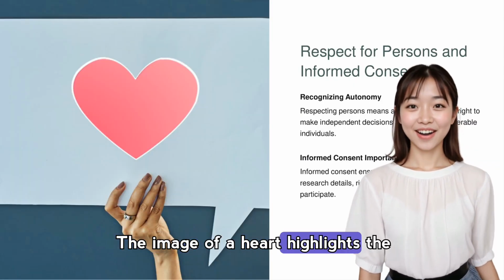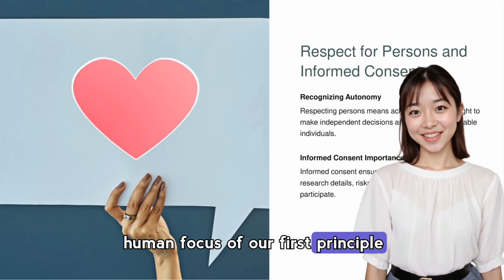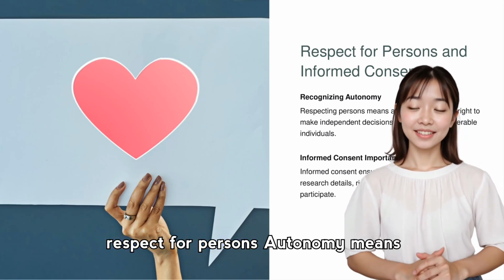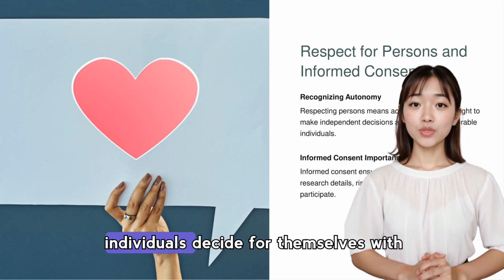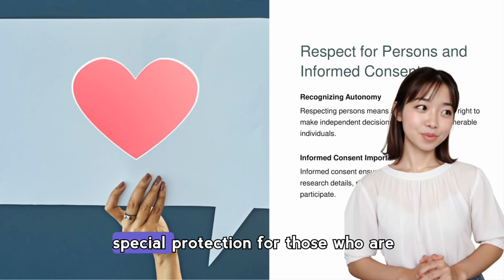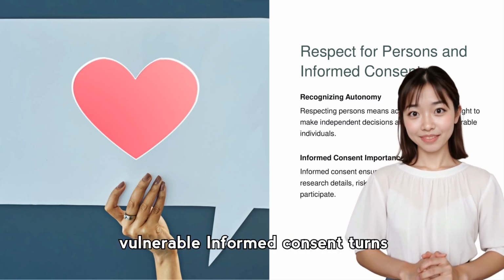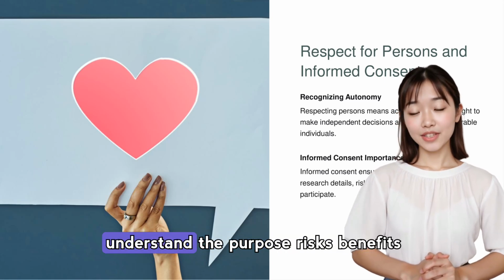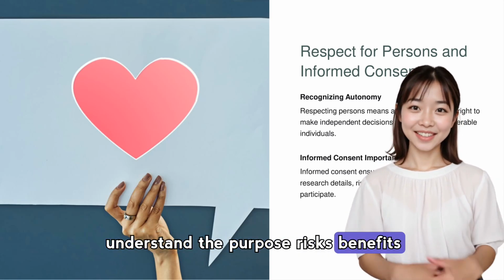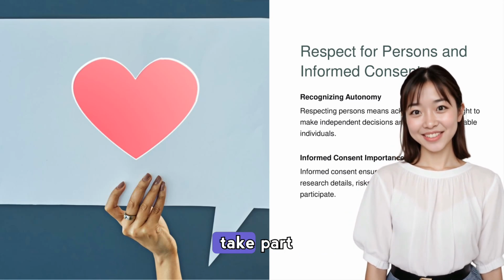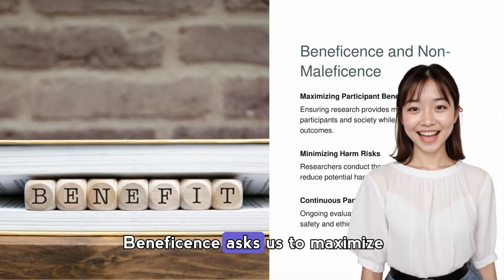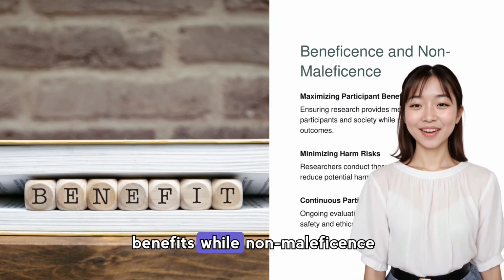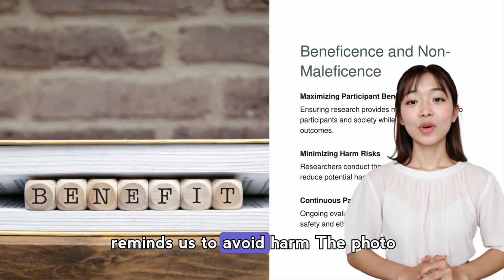The image of a heart highlights the human focus of our first principle, respect for persons. Autonomy means individuals decide for themselves, with special protection for those who are vulnerable. Informed consent turns respect into action by ensuring people understand the purpose, risks, benefits, and alternatives before they choose to take part. Beneficence asks us to maximize benefits, while non-maleficence reminds us to avoid harm.